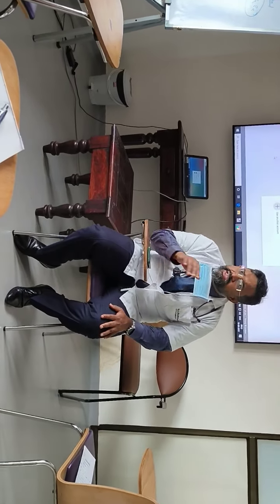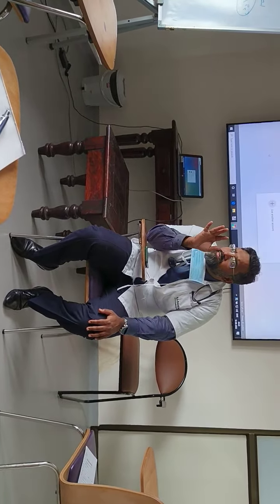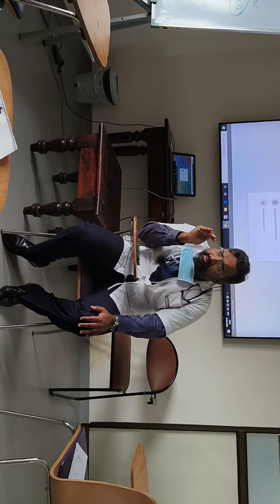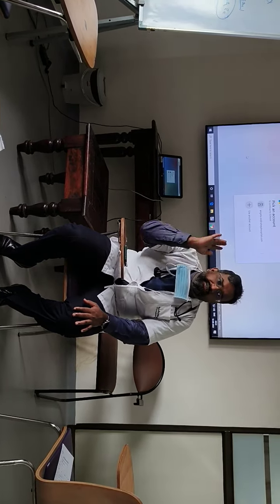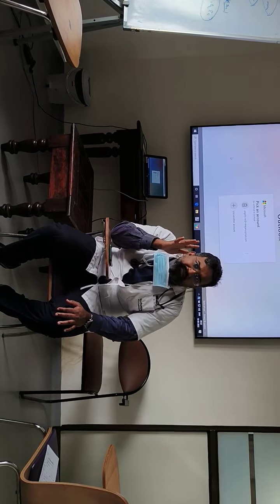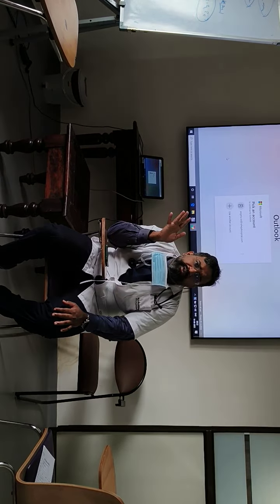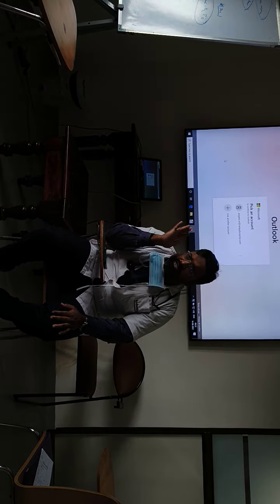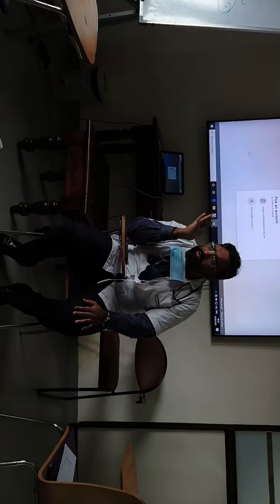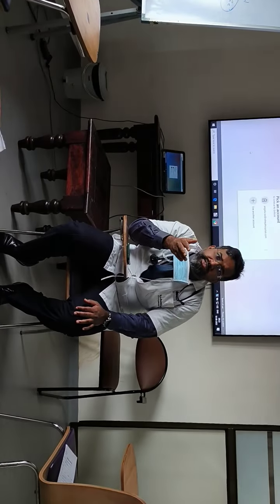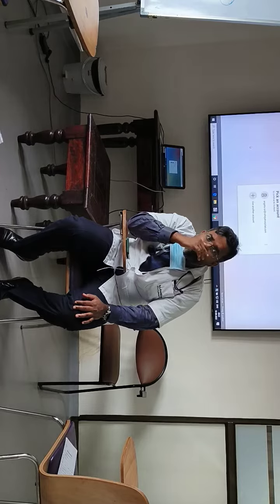Whereas in this, everything else will be normal. All that you find is the protein going slightly higher and the cells not going higher. Normal is less than 5 cells. Here it would be more than 5, like 50 or 60. You got the point? So, albuminocytologic dissociation.